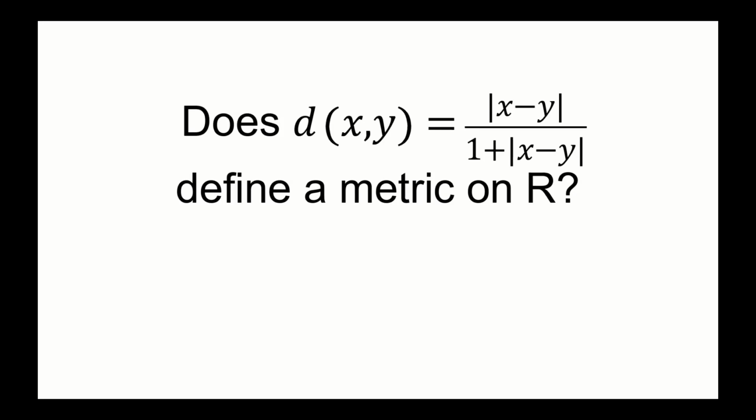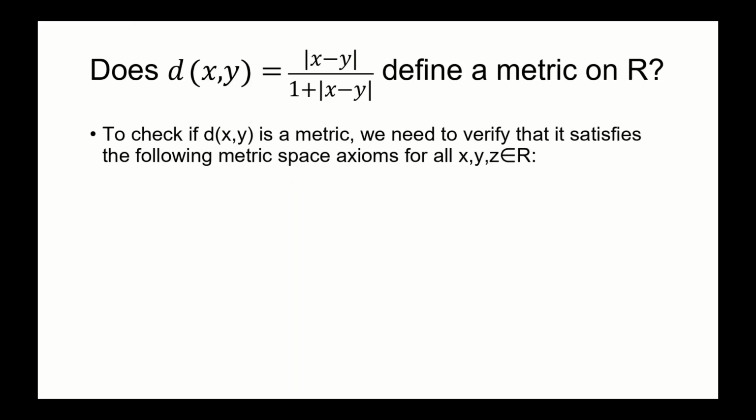Does the distance between x and y equal the absolute value of x minus y over 1 plus the absolute value of x minus y define a metric on R? To check if it does, we need to verify that it satisfies the following metric space axioms for all x, y, and z being real numbers.